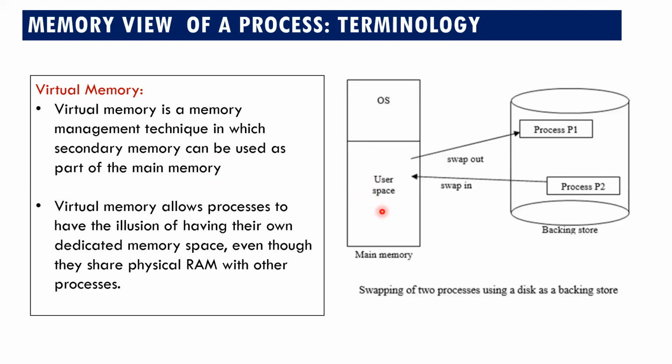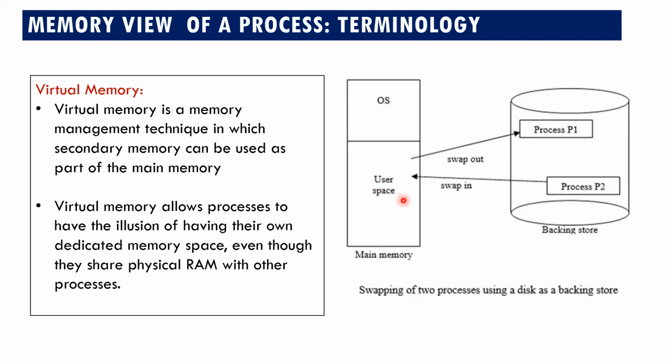In such a case, the available RAM of the computer may not be sufficient to accommodate all the processes which are currently running. So the operating system uses the secondary storage as a backing store so that the entire disk space is available as the main memory. Though the main memory does not have that much capacity, there is a mechanism of using the entire disk space as the main memory. Such a concept is called the virtual memory concept. So it is a memory management technique in which secondary memory can be used as part of the main memory.